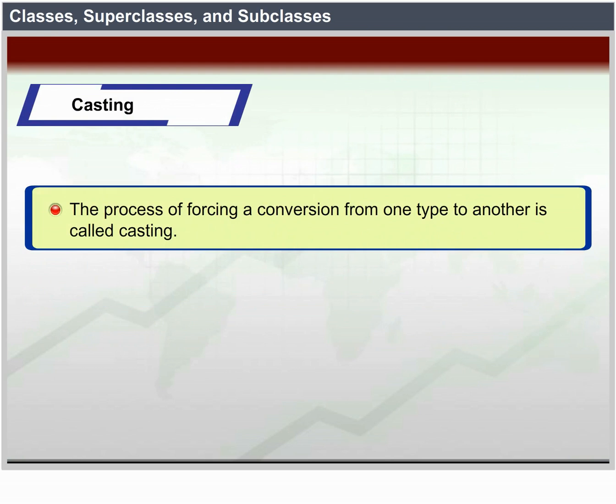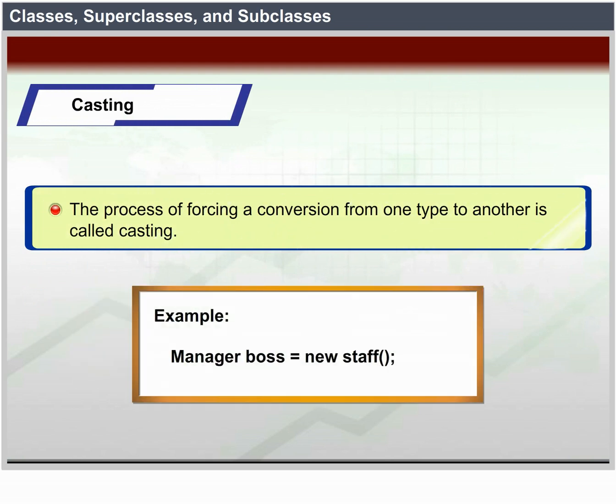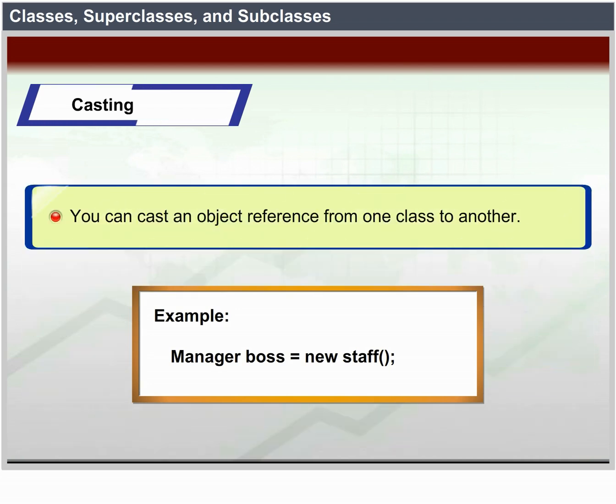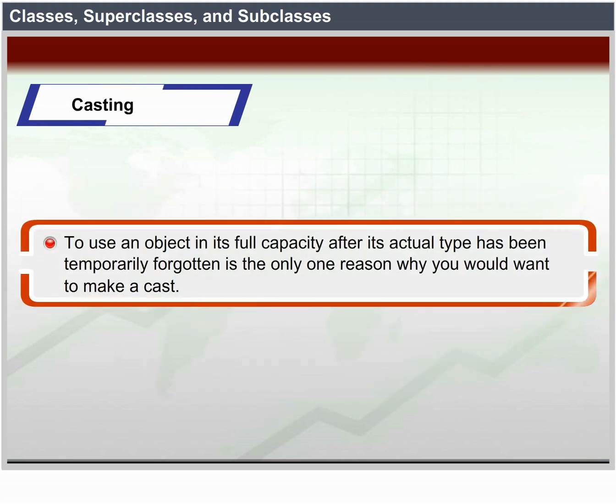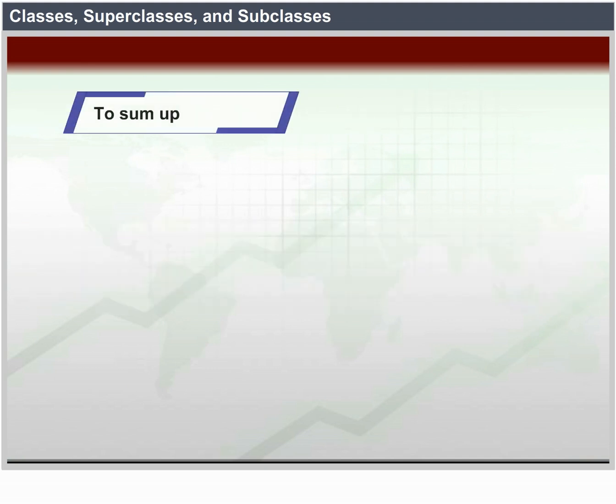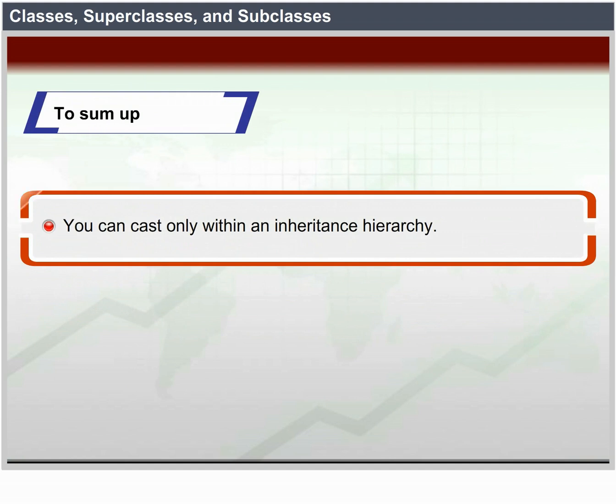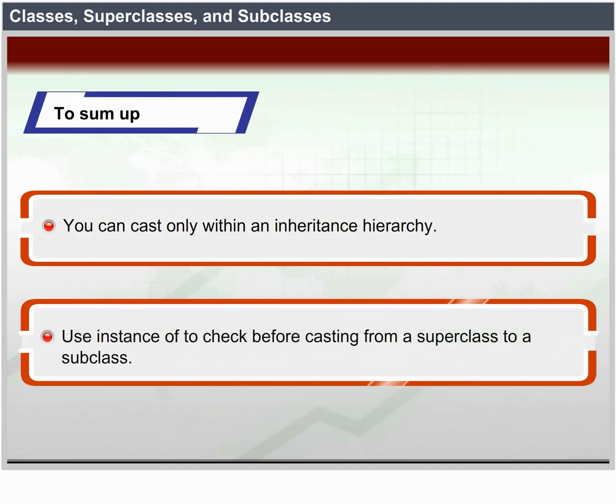Casting. The process of forcing a conversion from one type to another is called casting. You can cast an object reference from one class to another. Example: Manager boss = (Manager) staff. To use an object in its full capacity after its actual type has been temporarily forgotten is the only reason why you would want to make a cast. To sum up, you can cast only within an inheritance hierarchy. Use instanceof to check before casting from a superclass to a subclass.